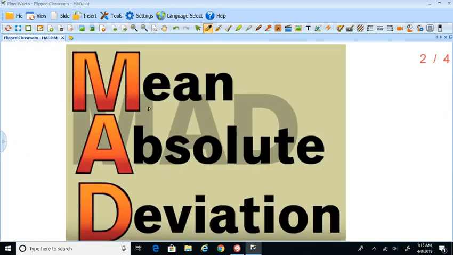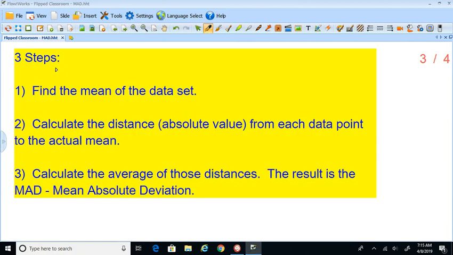MAD, mean absolute deviation. How far away every data point is on average compared to the actual average. How far they deviate. 3 steps. First step, find the mean of the data. You have to know what the average is. Find the mean of the data.